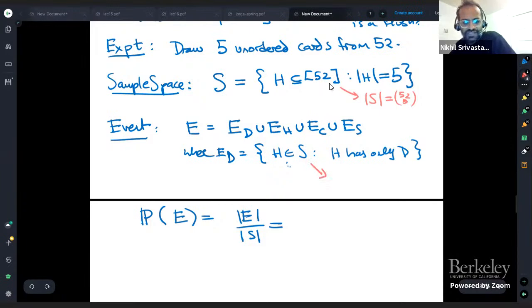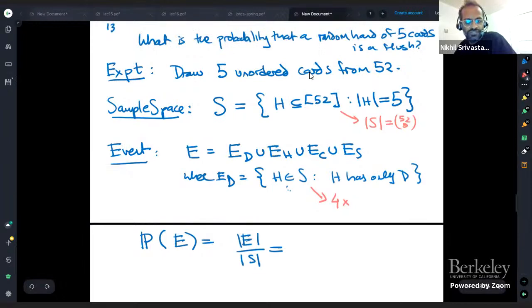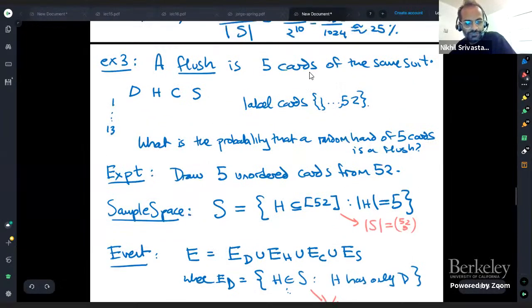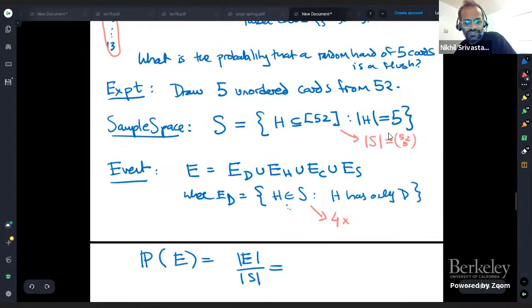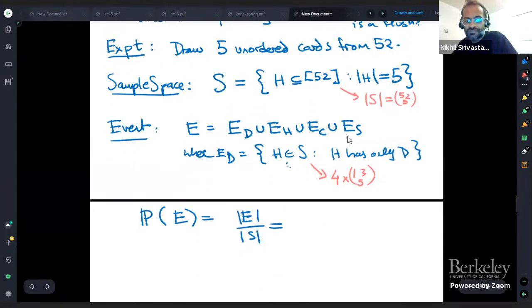What's the cardinality of the event? Well, it's a disjoint union of 4 sets. So it's 4 times the cardinality of each one of those sets. And in each one of those sets, you already chose the suit, and there are 13 cards within each suit. So it's this times 13 choose 5. And so the answer here is 4 times 13 choose 5, divided by 52 choose 5, which when the dust settles is indeed 2 over 1,000.